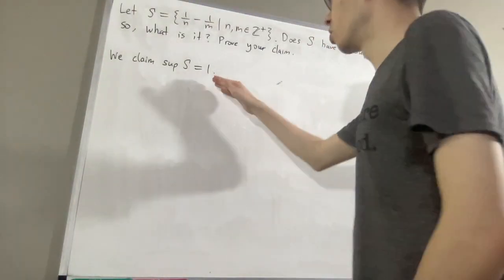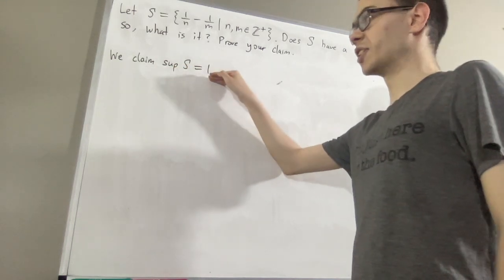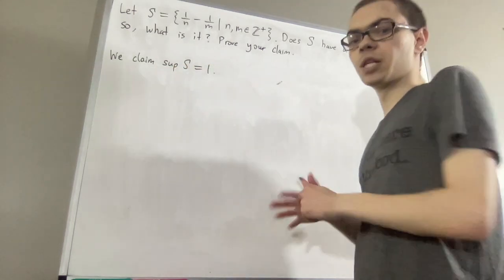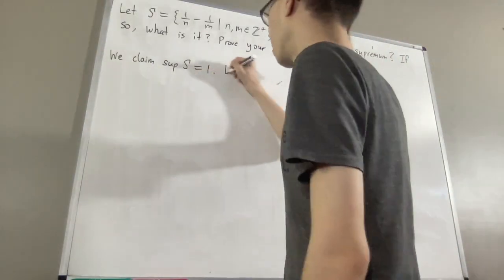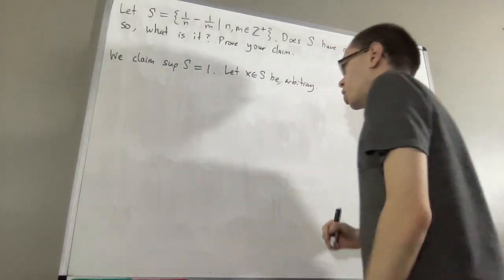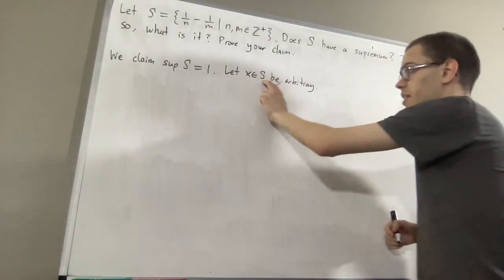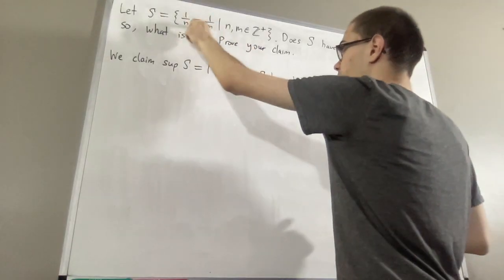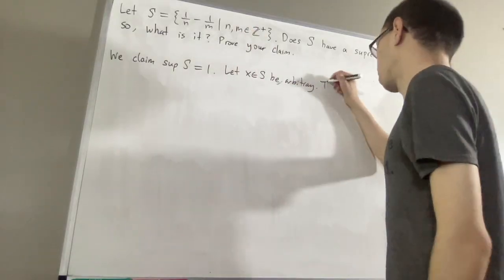Now to show this, we're going to go from the definition of the supremum. We're first going to show 1 is an upper bound of S. To show that, let's give ourselves an arbitrary element, x in S. From here, we're going to show x is less than or equal to 1. Now, since x is an element of S, this means that x is equal to 1 over n minus 1 over m for some positive integers n and m.